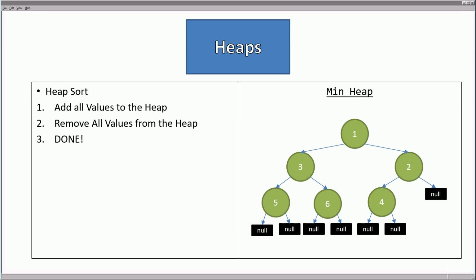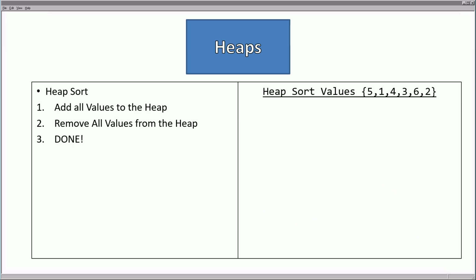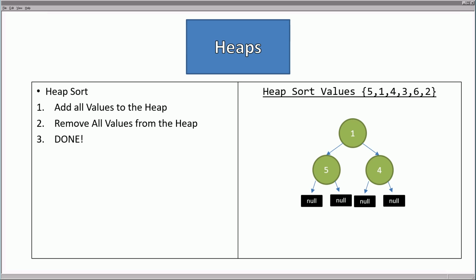Let's see exactly how this works. Let's say we had the values 5, 1, 4, 3, 6, and 2. Well, let's add them one at a time. So first, we add 5, there's the root. Now we add 1 in breadth order, which is added right there. Now we bubble up. 1 is less than 5, so we swap the values. Now we add the value 4 in breadth order, so it's there. Now 1 is less than 4, so it stays there. Then we add the value 3 in breadth order. Now 3 is less than 5, so we swap that. 3 is not less than 1, so it stays there.